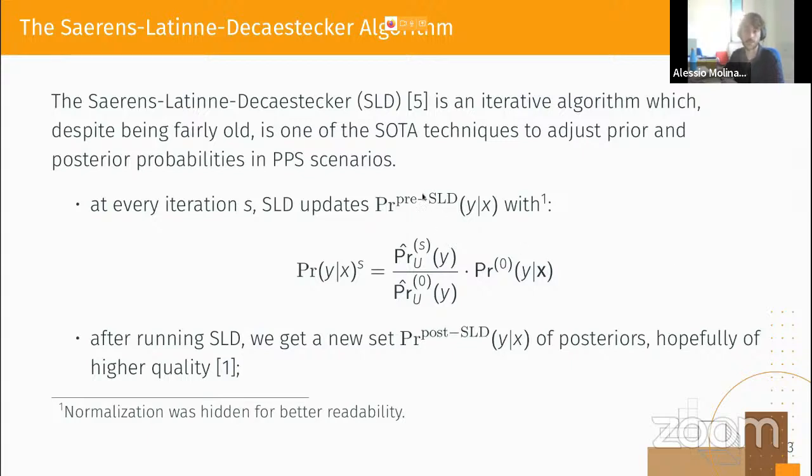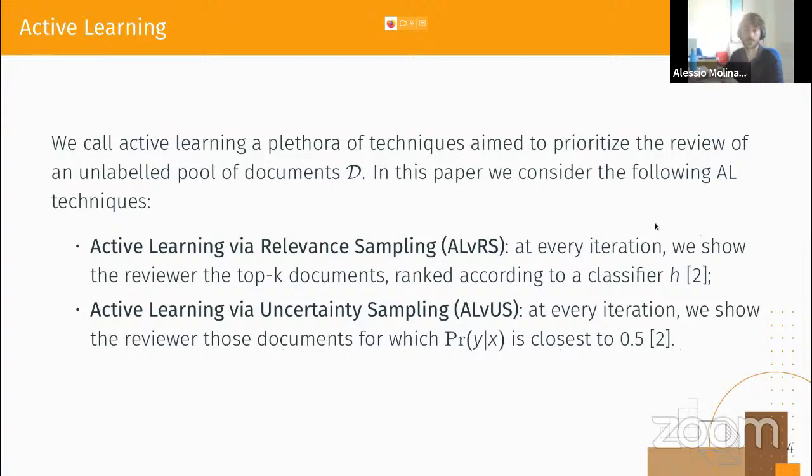The pre-SLD posteriors are coming from our classifier. So we want to see how this performs when we do active learning. And by active learning, we mean a technique which we use to prioritize documents for review.